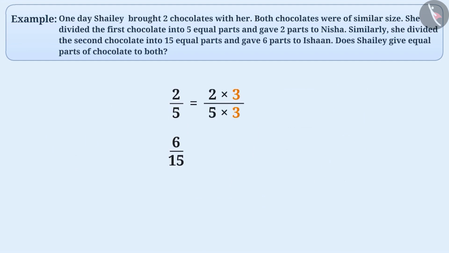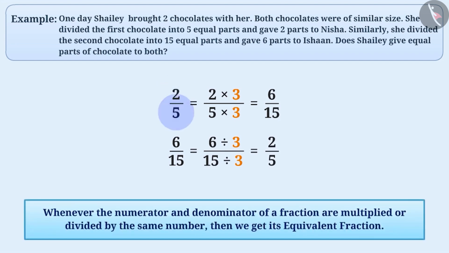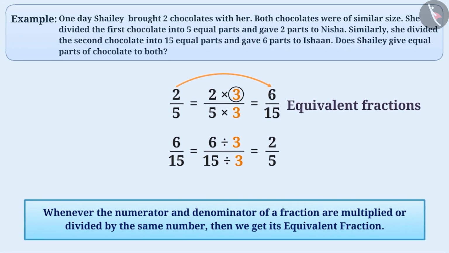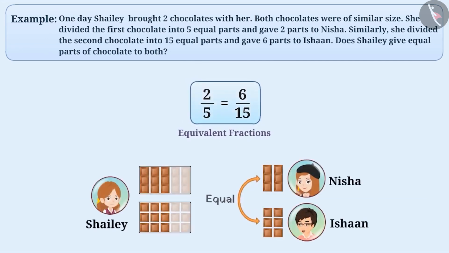If we multiply the numerator and denominator of 2 by 5 by 3, then we get the fraction 6 by 15. Similarly, if we divide the numerator and denominator of 6 by 15 by 3, then we get the fraction 2 by 5. Whenever the numerator and denominator of a fraction are multiplied or divided by the same number, then we get its equivalent fraction. Therefore, we can say that 2 by 5 and 6 by 15 are equivalent fractions. This means Shelley had given equal parts of chocolate to both.